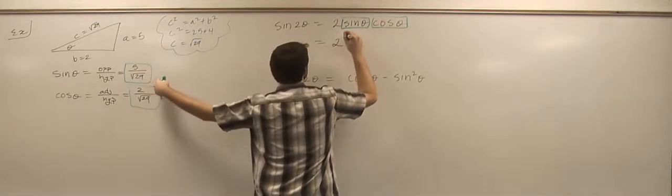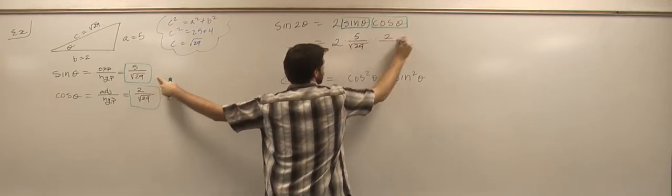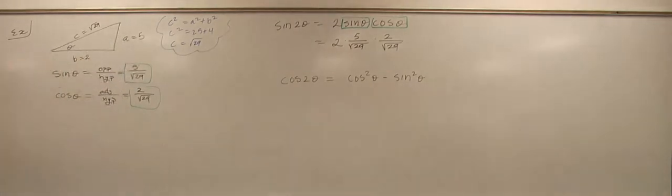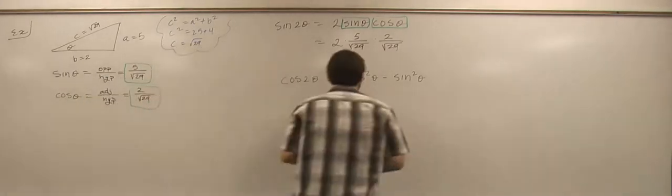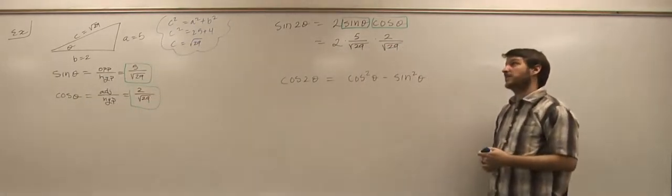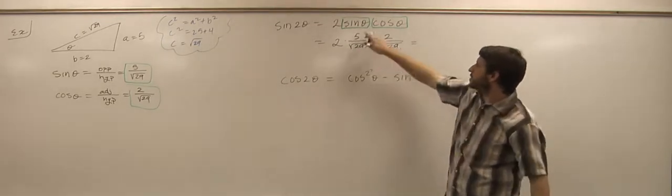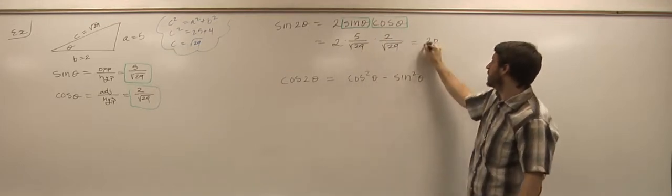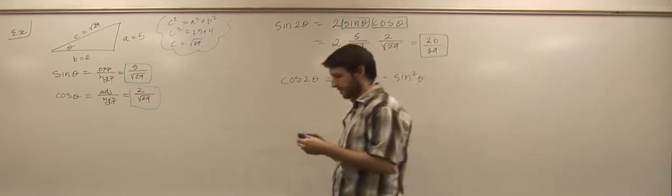So I just put 2 times 5 over root 29 times 2 over root 29. Which is what? 20 over 29. So 2 times 5 times 2 is on top, 20. Root 29 times root 29 is on bottom. 20 over 29.